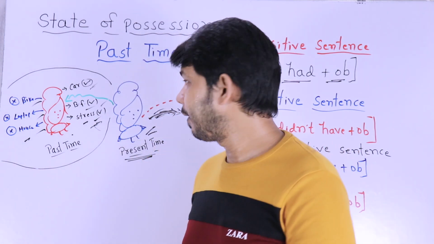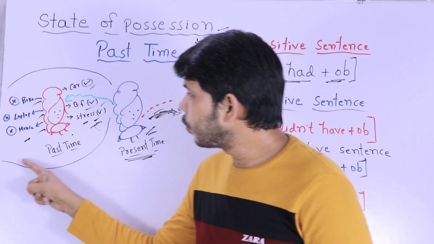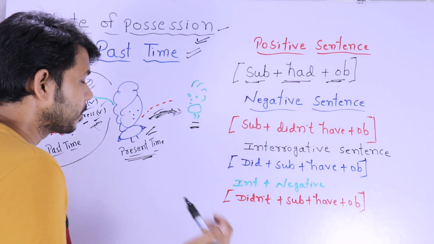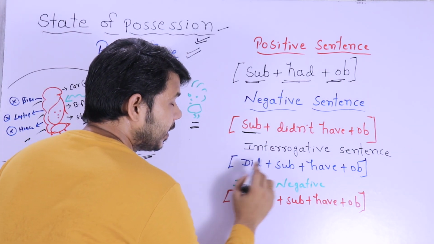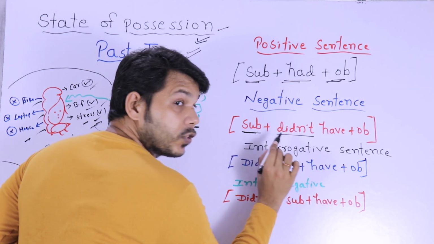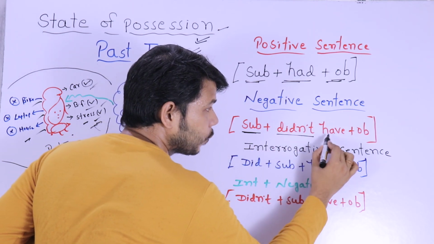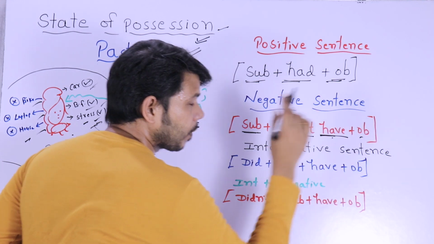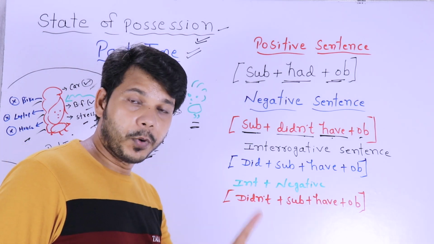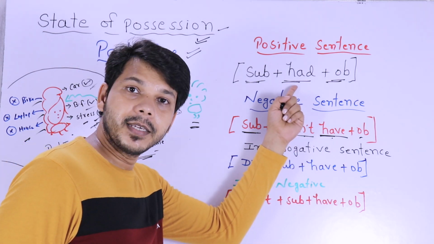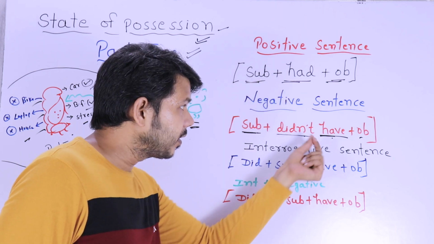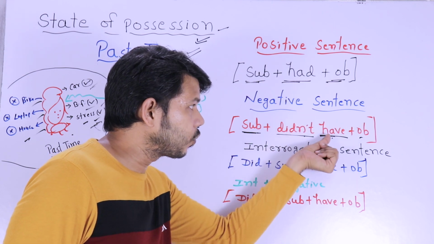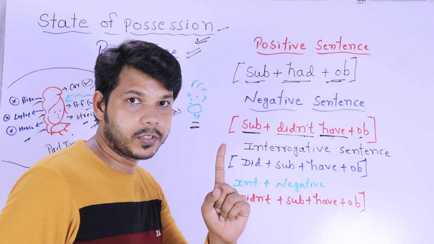Now coming to the negative. If this girl has to say about those things which did not belong to her in past, for negative, please focus here. You have to say subject, then say didn't. And when you say didn't, after didn't you have to say have. Subject, didn't, have plus object. In past, in positive, you have to say had. But when it comes to negative, had will turn into have. When you say didn't, the had has to turn into have because it comes in first form.